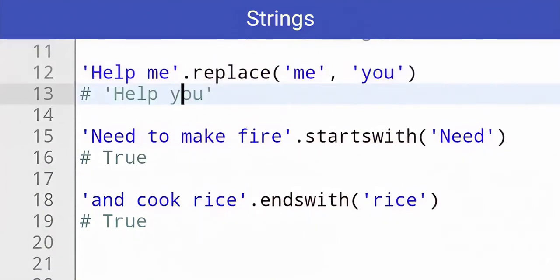The next one we have here is startswith. This is very self-explanatory. We're checking to see if the string starts with whatever we have in the brackets, and in this case, since it does, this will return true. In a similar way, endswith will check if the characters are what this string ends with. In this case, since the string ends with rice, this will be true.